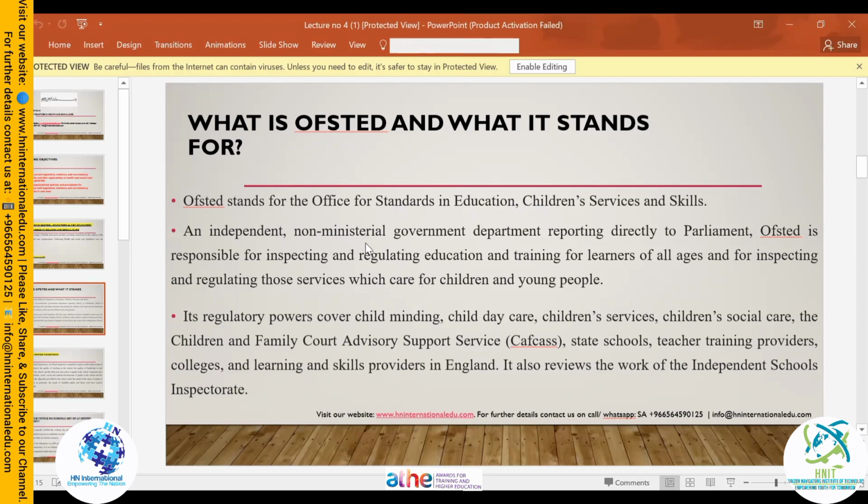An independent non-ministerial government department reporting directly to Parliament, Ofsted is responsible for inspecting and regulating education and training for learners of all ages, and for inspecting and regulating those services which care for children and young people. So this is the main motive of this law: to inspect and regulate education, so there is enough education to teach young people and children about their health and how they can gain better health benefits.